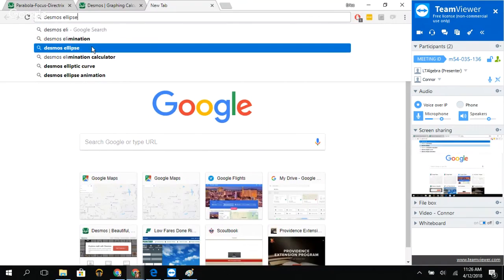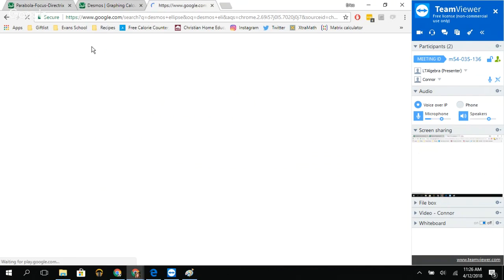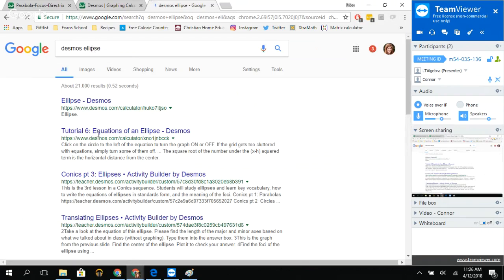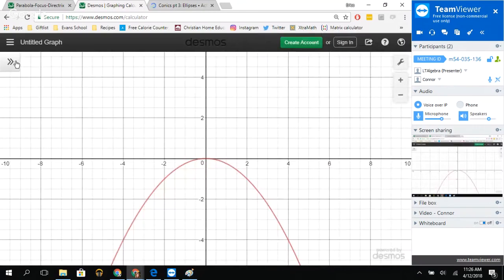So I'm skipping ahead a little bit. I'll show you what a circle looks like in Desmos. I'll show you circles first, and then we'll do ellipses. I just want to make sure I showed you. Okay, so we're going to talk about the definition of what a circle is.